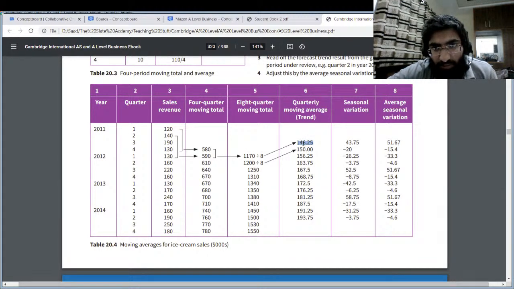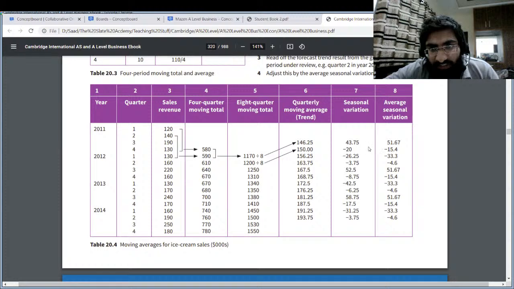How much is this quarterly average different from the actual sales revenue of the third quarter? I get 146.25. Then I do this for the remaining quarters as well. So once I've got the quarterly moving average for all of them, this is the trend: previous three, next three, current, for these 8 quarters. In this particular period sales would be increasing. 146.25. In this particular period sales would be 150.